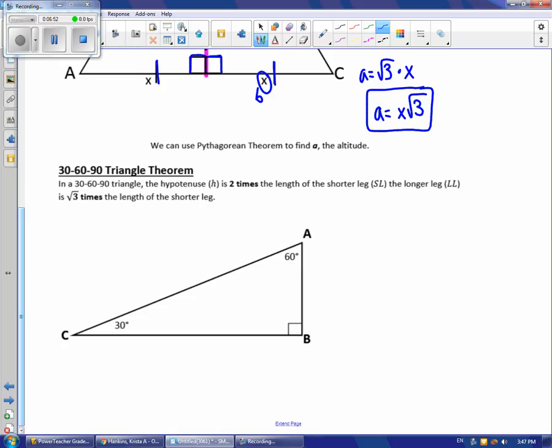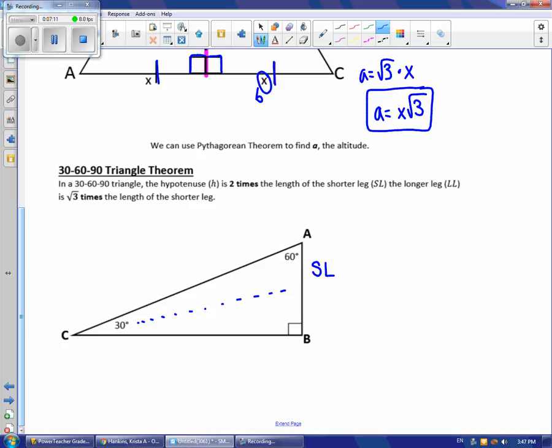Okay, so if you look at the three angles in a triangle, and you remember that we said the shortest side is across from the smallest angle, the largest angle is across from the largest side. Okay, the smallest angle is 30 degrees. So if you go across your triangle, the side opposite that is always your short leg.